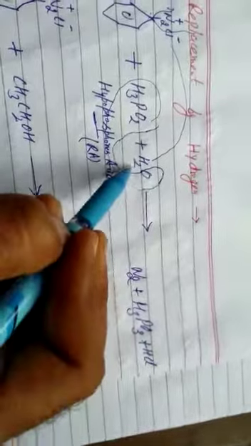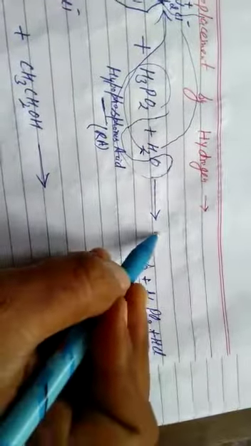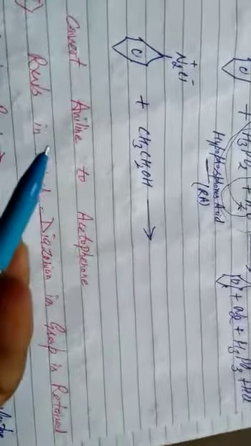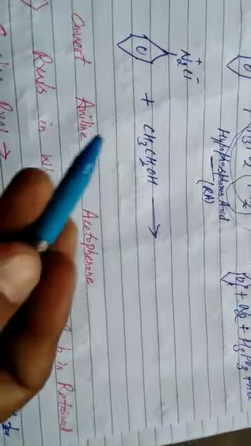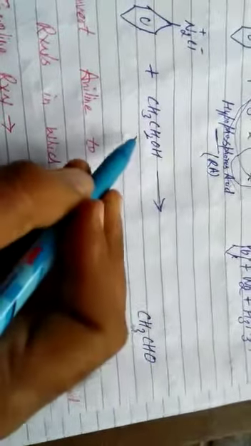Now students, what is left? One hydrogen is left. One hydrogen gets linked with Cl to give HCl. The rest hydrogen gets linked with the phenyl group and makes benzene, that is C6H6. That is a reduction reaction. Or we treat it with ethanol. Again ethanol acts as a reducing agent and undergoes oxidation to give CH3CHO.